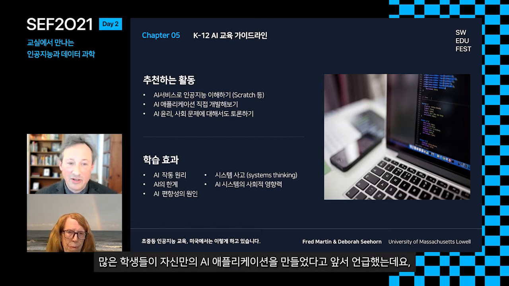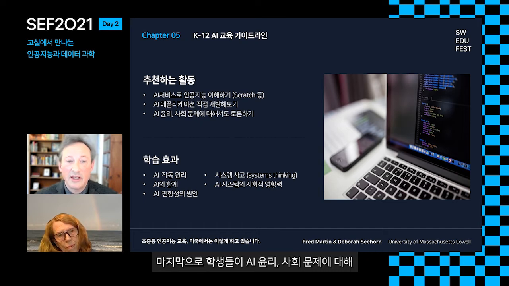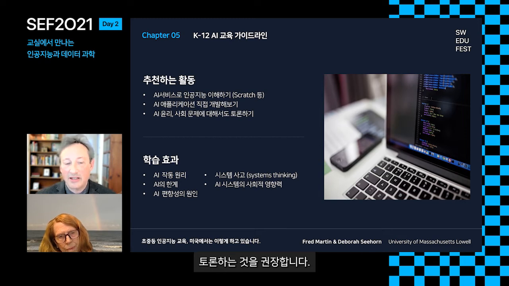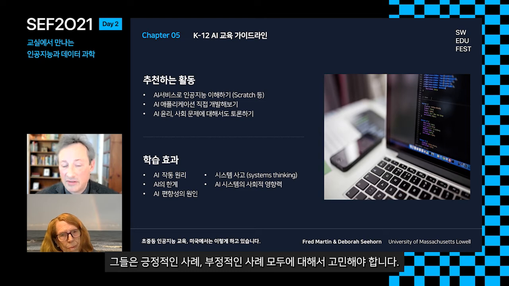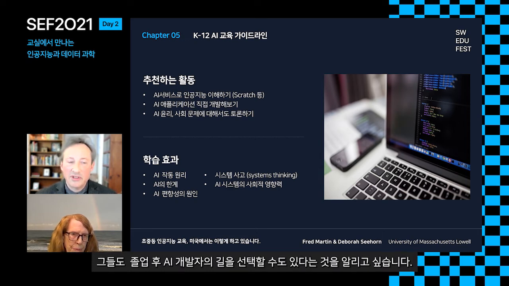I already mentioned we want students to build their own AI applications. That's really important. And the third point here is we want students to explore case studies of how AI has impacted society from multiple perspectives. So positive outcomes and outcomes we should be worried about, both together, because we want students, when they finish school, to be informed citizens, that they can understand AI and they can choose to be AI developers.